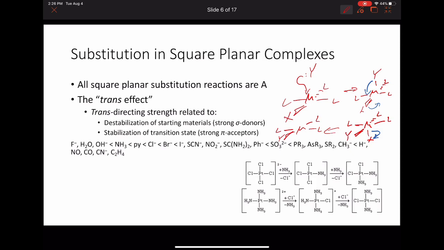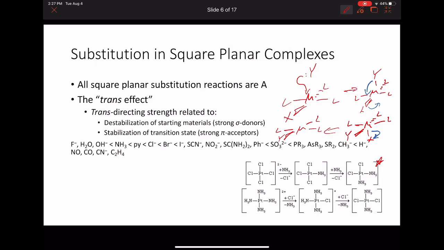And taking advantage of this trans-directing strength is important in the preparation of, in particular, cisplatin, as we have denoted on the right-hand side here. So we can get a diamine dichloroplatinum 2 species that's either cis or trans, depending upon whether we start with the tetrachloroplatinate 2, or the tetraamine platinum 2 complex.